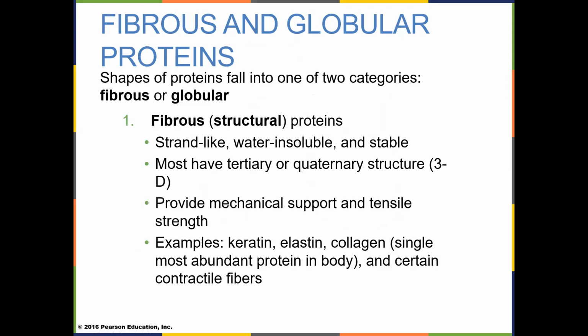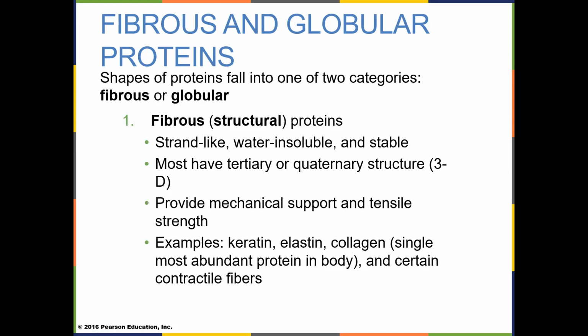So proteins fall into 4 basic structures, as we see here. Proteins can also be considered either fibrous proteins, like muscle, or globular proteins, like a hormone. Fibrous proteins are the structural proteins. They come in strands, they are insoluble in water, and they're very stable. They're usually tertiary or quaternary structures. They give us great strength.